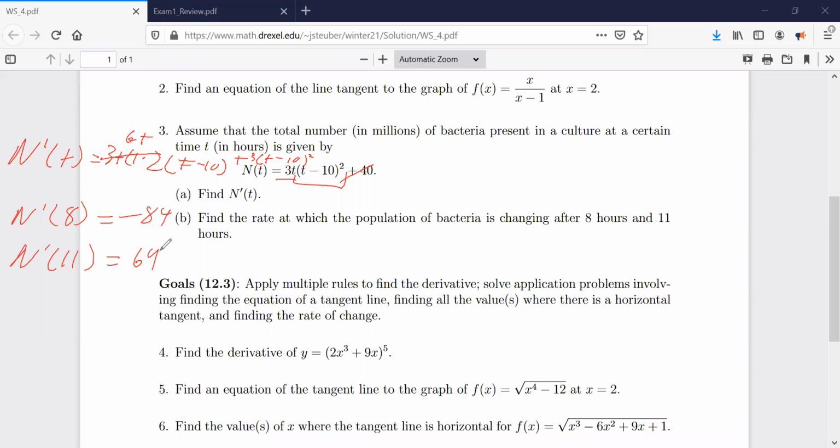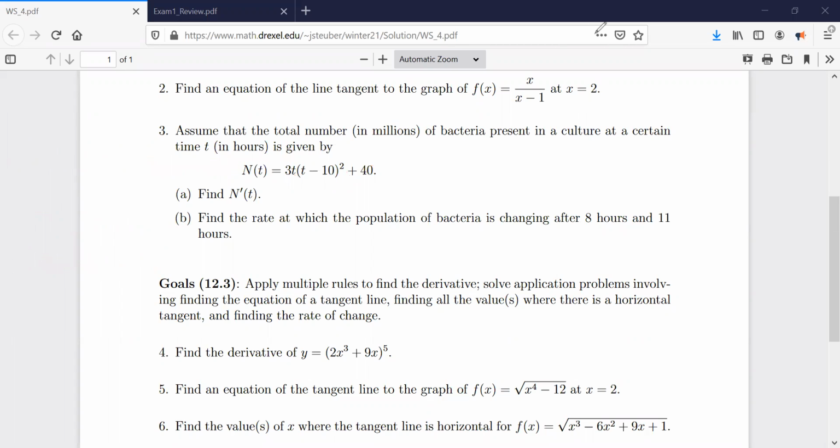So that just means that the population at t equals 8, so after 8 hours, is decreasing at a rate of 84 million per hour, and that it is increasing at a rate of 69 million per hour after 11 hours. Does that make sense to everybody? Cool. Yes, it does. Good.